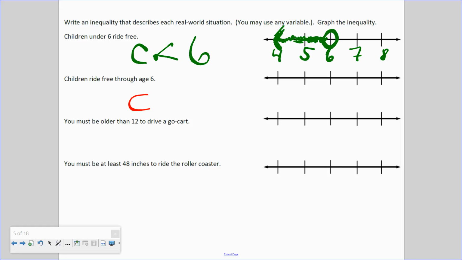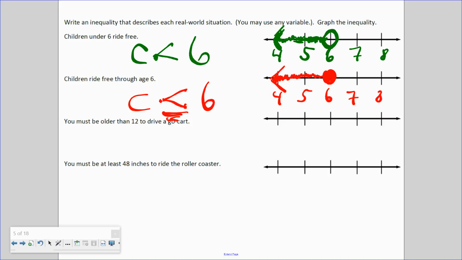So those numbers I gave you are all less than 6. So less than 6, but it could be equal to 6. So let's name it 6, 7, 8, 5, and 4. So all these ages are less than 6, but equal, so I need to close the dot, including that. So it's less than or equal to 6.